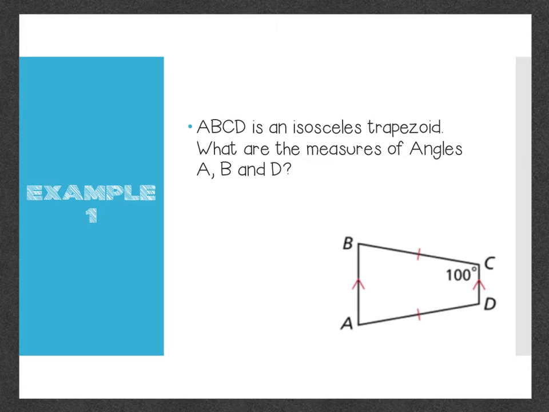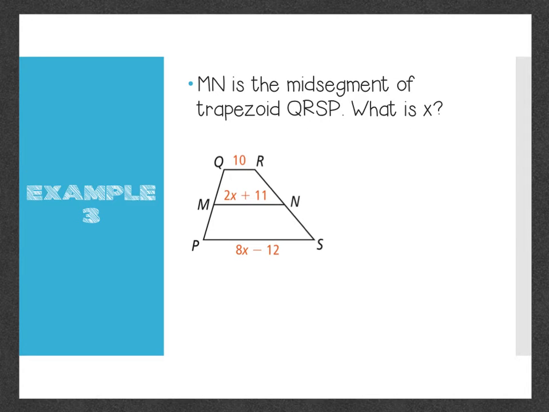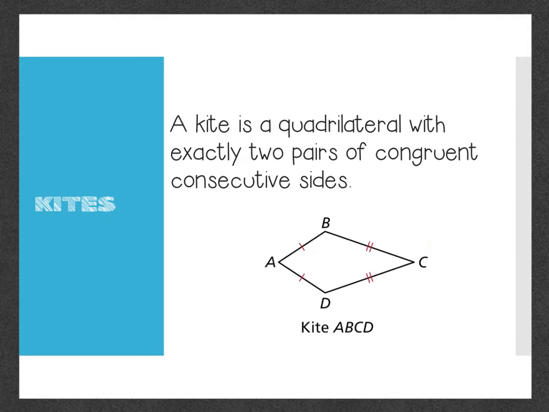And then we worked through some examples. We talked about the mid-segment theorem, which is the two theorems we talked about earlier. And then we talked about the two parts we talked about earlier and solved this example. And now we're picking up with kites.